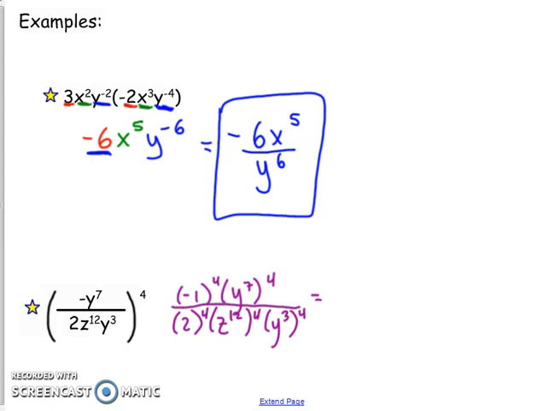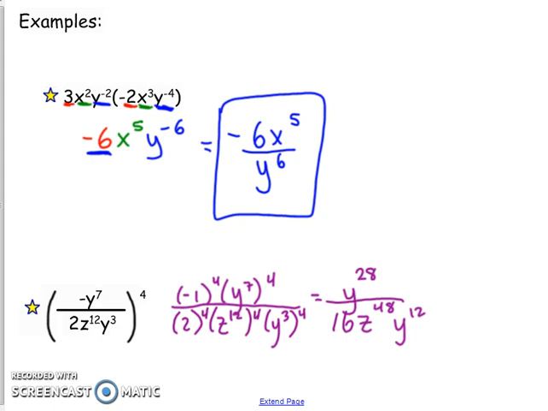And then when I do y to the 7th to the 4th, I'm multiplying since it's a power to a power. So I get y to the 28th. And on the bottom, 2 to the 4th is going to give me 16. z to the 12th to the 4th is going to give me z to the 48. And then y cubed to the 4th is going to give me y to the 12th.